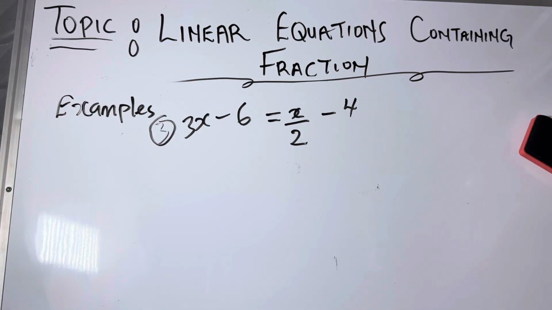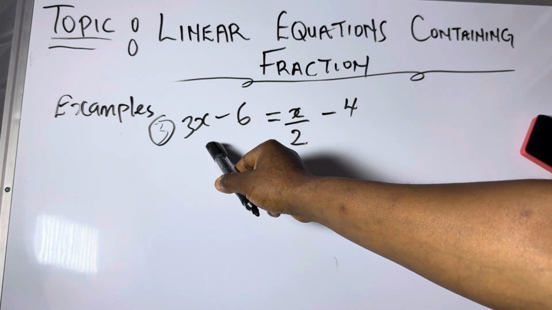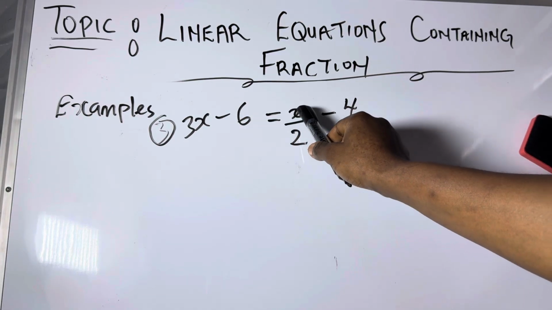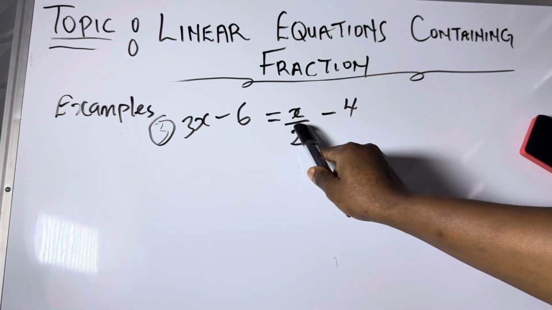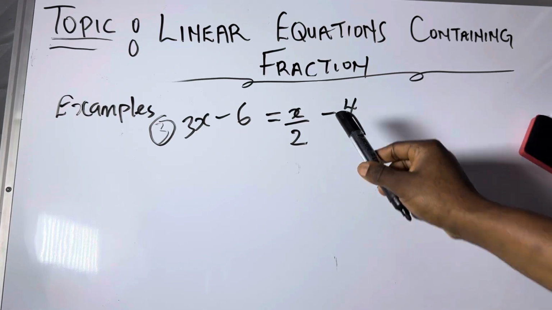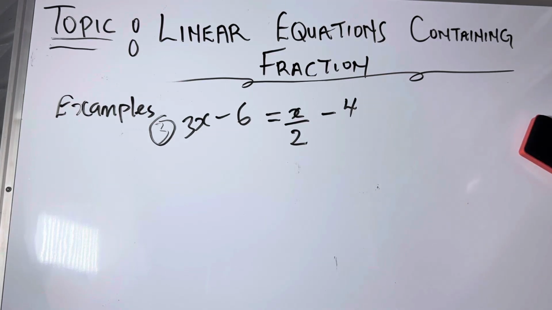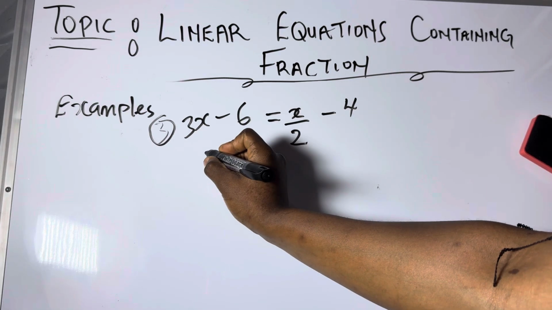Now, looking at this question, 3x and x over 2 are siblings, while 6 and 4 are also what? Siblings. So now, the first thing to do is to collect like terms.